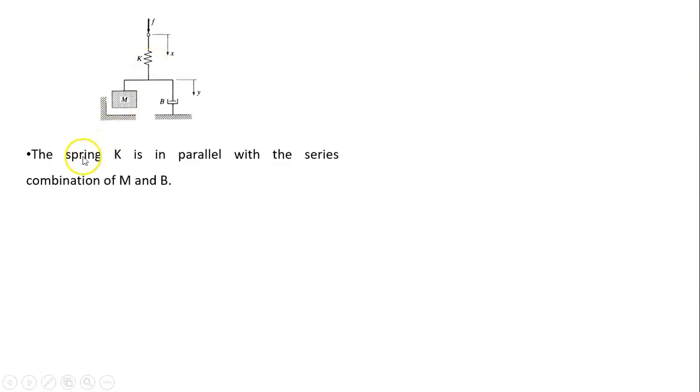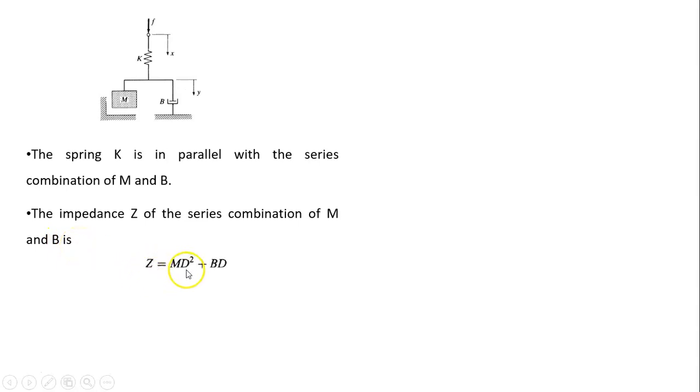Now, again I have drawn the same diagram. Now from the diagram you are observing that mass m and damper B are in series and these two are in parallel with K. Therefore, spring K is in parallel with the series combination of mass m and damper B. The impedance Z of the series combination of mass m and damper B is Z is equal to mD square plus bD.